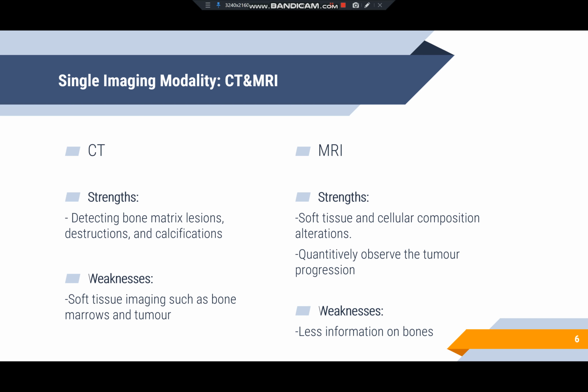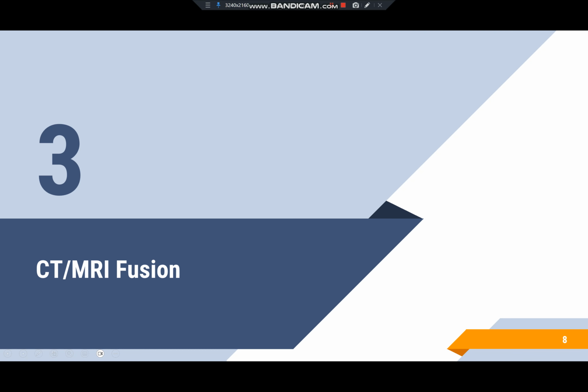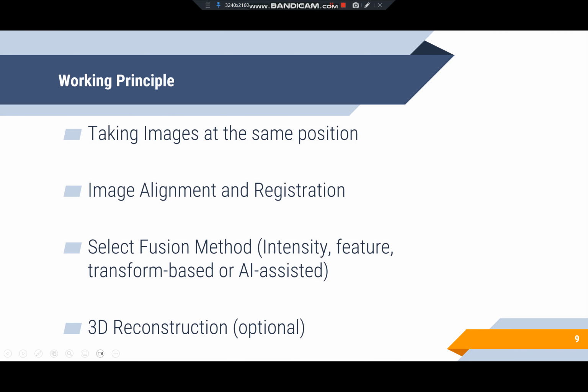The fusion of the two modalities, which is MIF, multimodal image fusion, has become the key to resolving the problem of limited information acquisition from a single imaging modality. By taking the images at the same position and generating a single image through reconstruction, the steps of image fusion involve the alignment, registration, and the reconstruction.